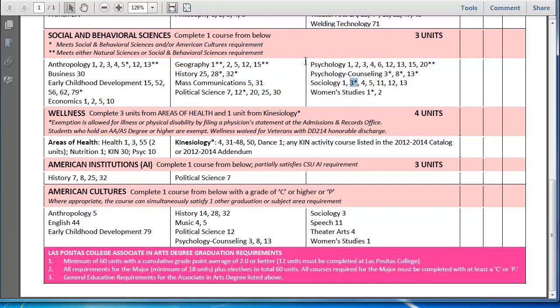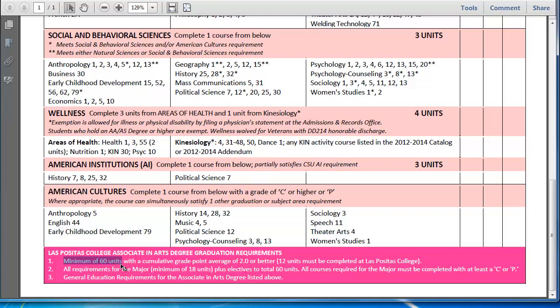Now remember, all of these general education area and courses only add up to about 28, 29 units, but you need a minimum of 60 to get your AA degree. So what you want to do then is look at, okay, what is your major going to be? Is it going to be in administrative justice? Is it early childhood development? Is it business? Is it liberal arts and sciences?